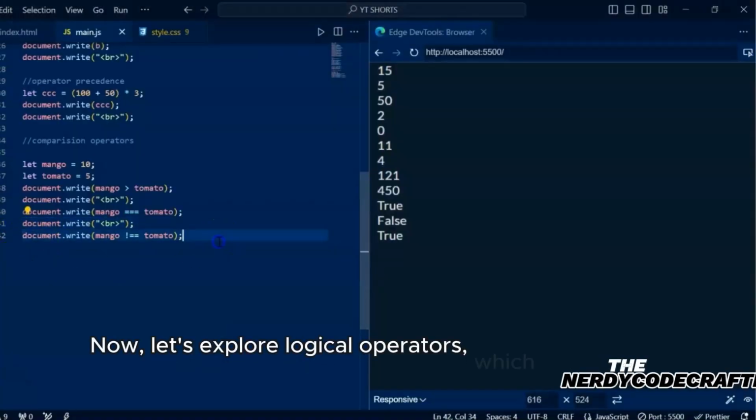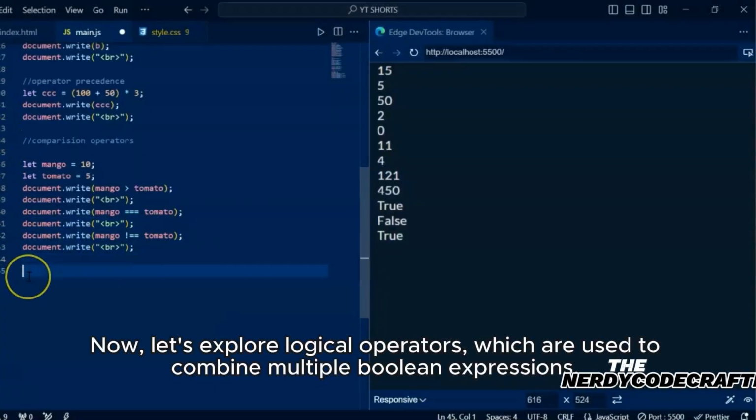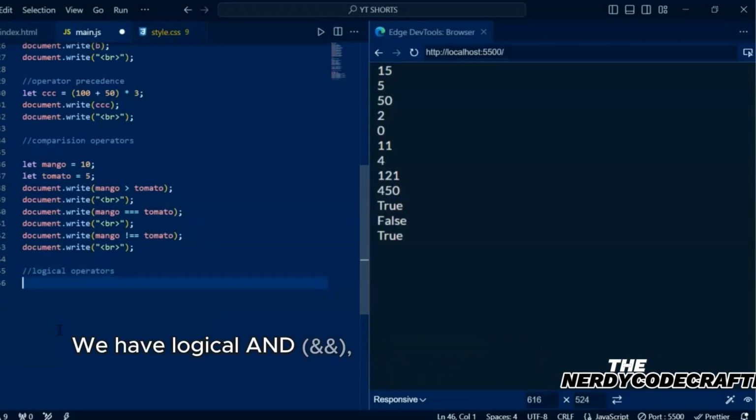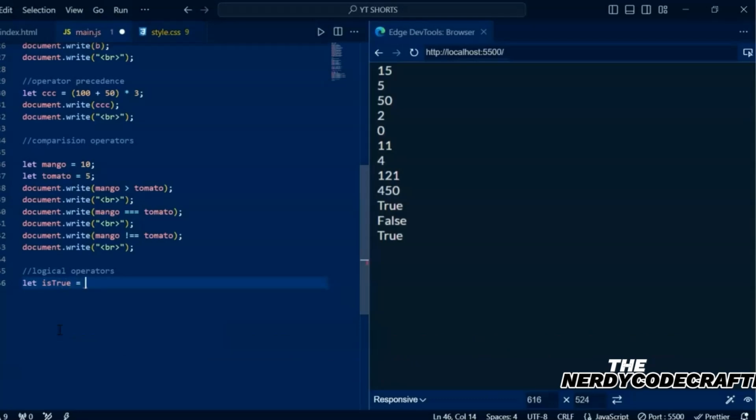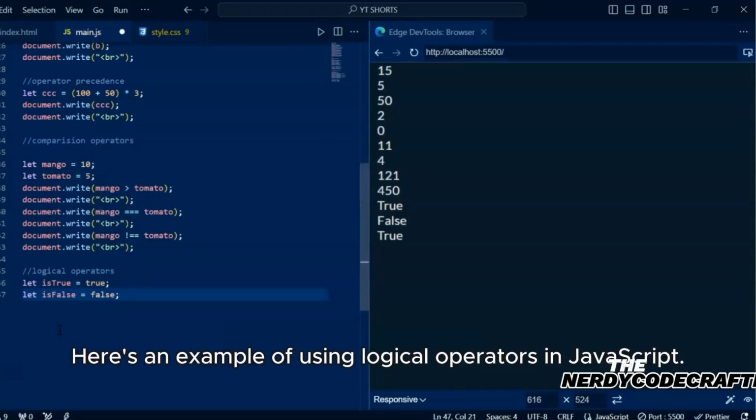Now, let's explore logical operators, which are used to combine multiple Boolean expressions. We have the logical AND, logical OR, and logical NOT operators. Here's an example of using logical operators in JavaScript.